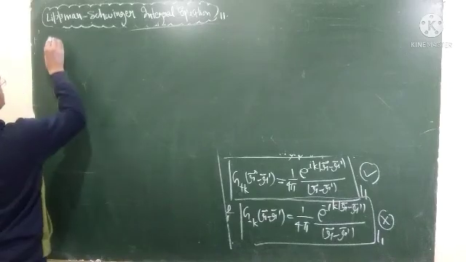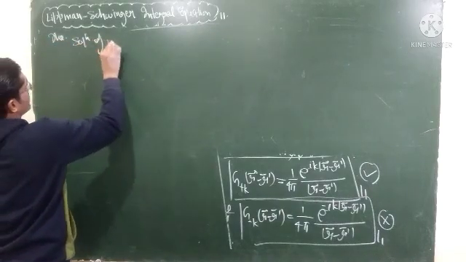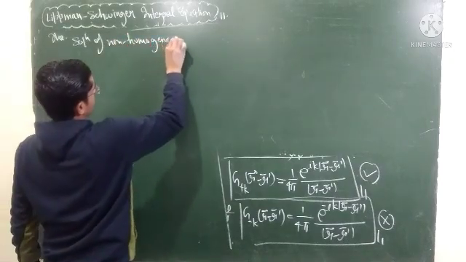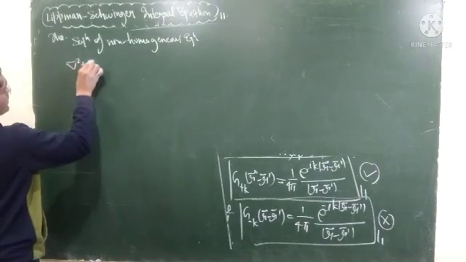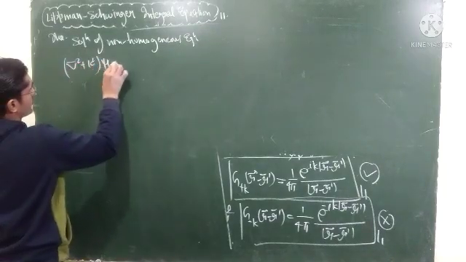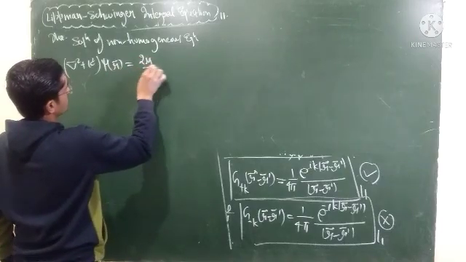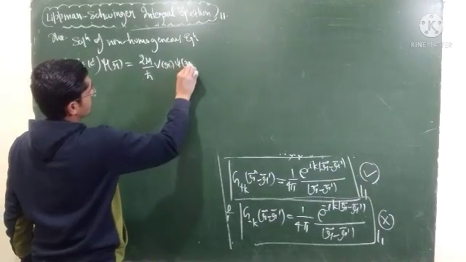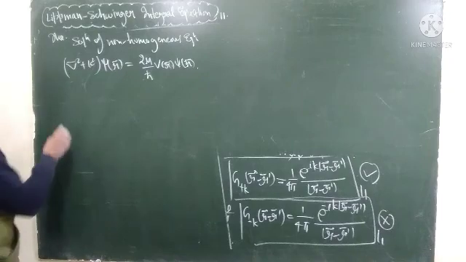So the solution of the non-homogeneous equation, which was the equation like Laplacian plus k squared into psi of r is equal to 2 mu over h cross squared V of r psi of r. This was the initial equation, and we were writing the solution for this particular equation.